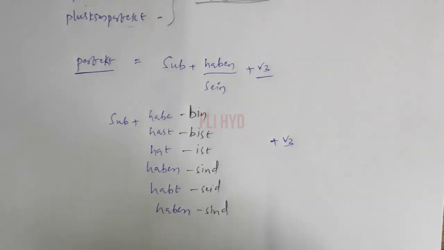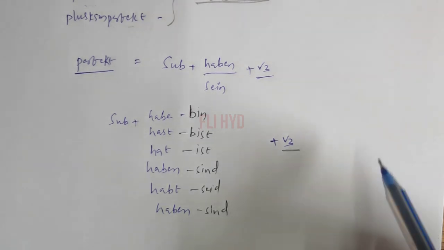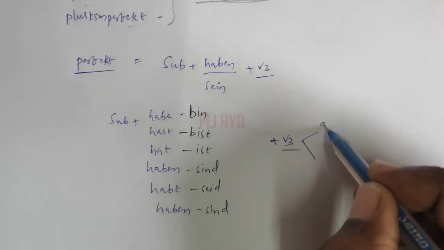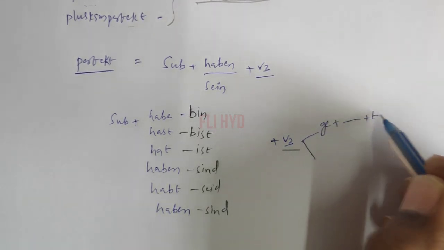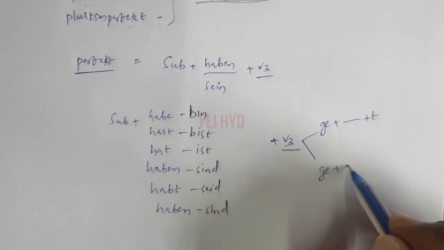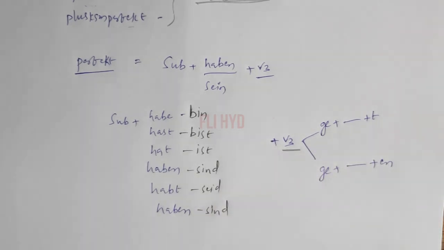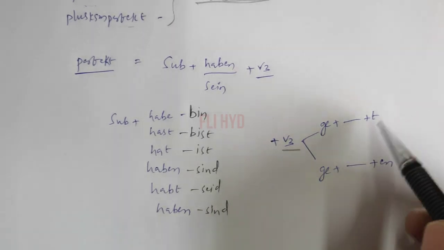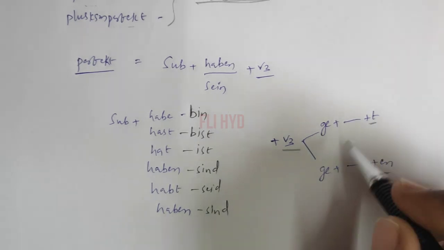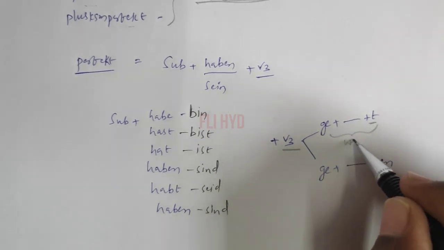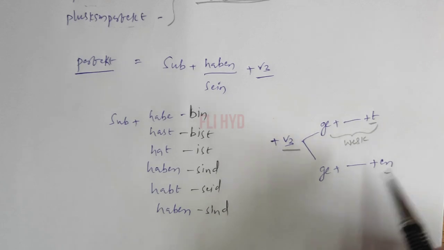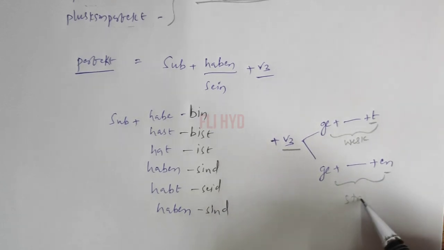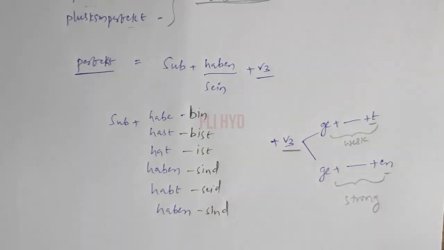As I told you, V3 is nothing but a participle. We can make V3 in two ways: one is ge plus stem plus t, and one is ge plus stem plus en. Where do we use which? For weak verbs, we use ge plus stem plus t. For strong verbs, we use ge plus stem plus en.